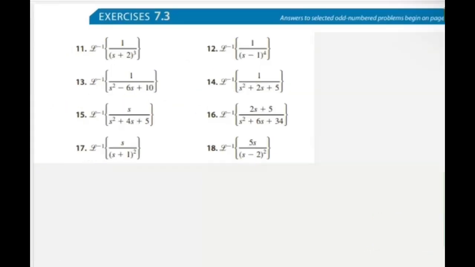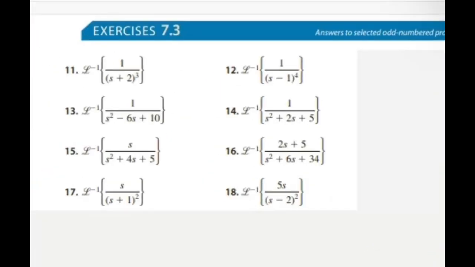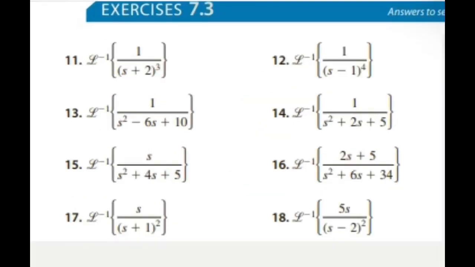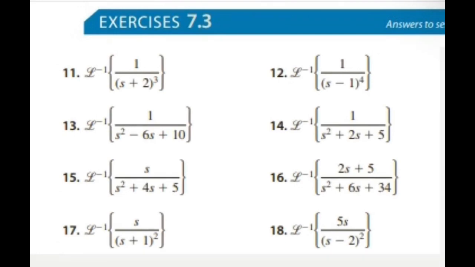Okay, let's try question number 11. It looks like a simple question, but how do we want to solve this one? So let's write question number 11. Find the inverse Laplace of 1 over (s plus 2) cubed.